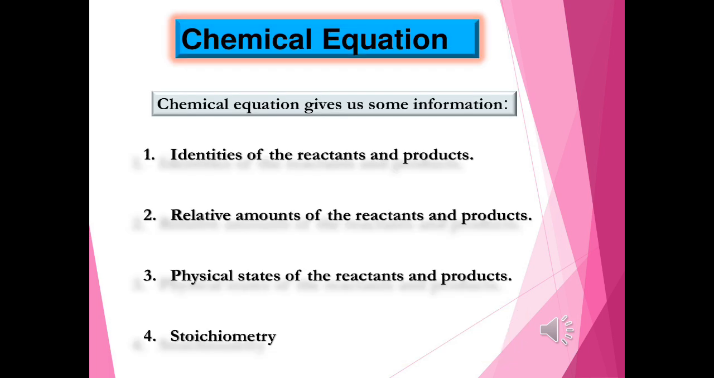A chemical equation gives us some information. First, the identities of the reactants and products, the relative amounts of the reactants and products, the physical states of the reactants and products, and stoichiometry.